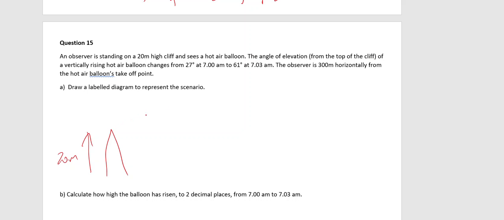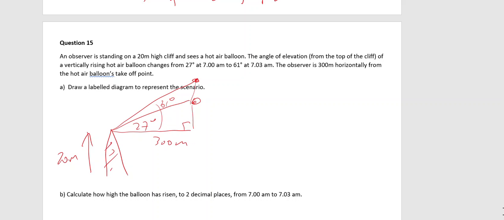Okay, so we've got two scenarios here. The hot air balloon's here, and the observer is seeing the hot air balloon. Okay, and it's 27 degrees at 7 a.m. and then it goes up to 61 degrees. So the balloon rises up here. That's 61 degrees at 7:03 a.m. The observer is 300 meters horizontally from the hot air balloon. So the observer is 300 meters away from there. Okay, so you need to draw a diagram, something like that.